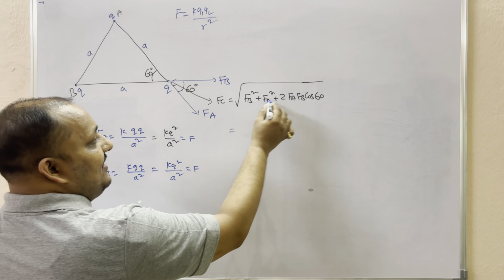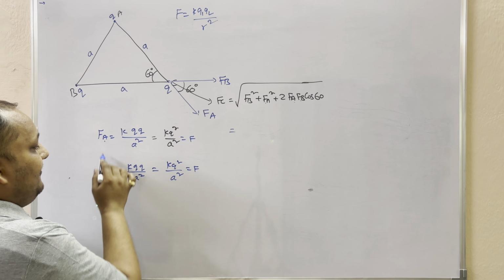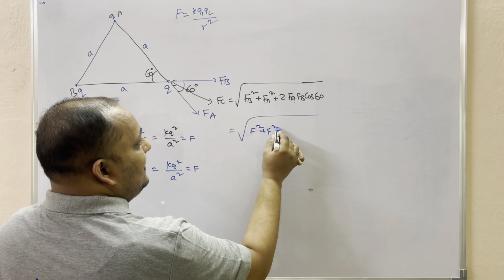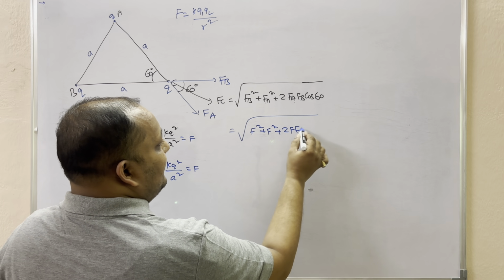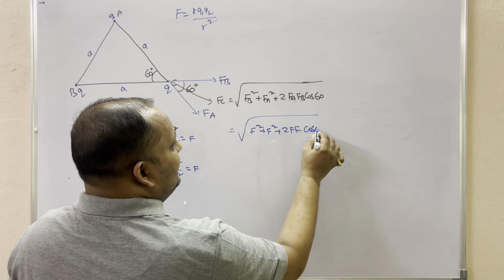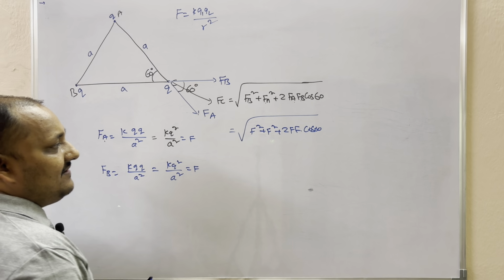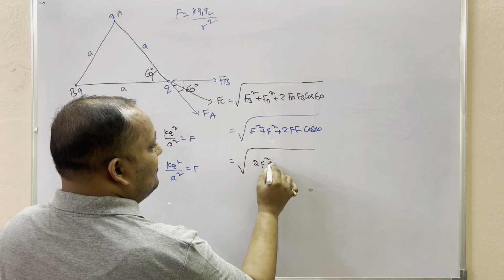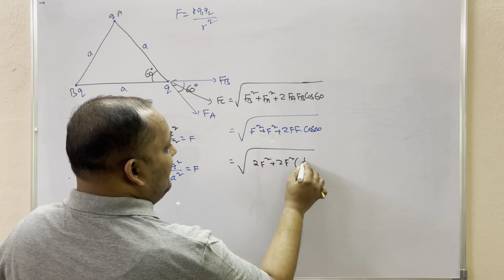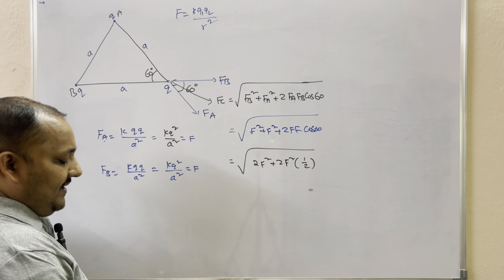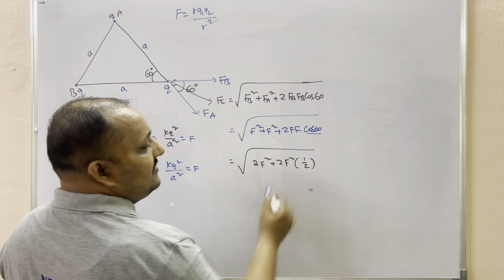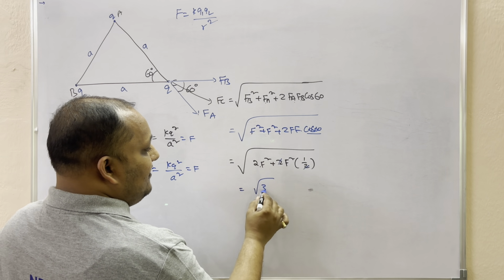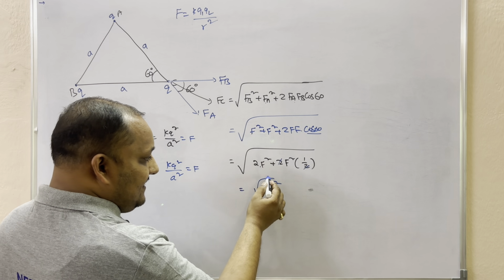Now, what are Fb and Fa? Fa and Fb are both the same. You can write root of F square plus F square plus 2 into F into F into cos 60. What is the cos 60 value? 1 by 2. So this is also mathematics. The 2 will be cancelled, giving 2F square plus F square, which is root of 3 F square.